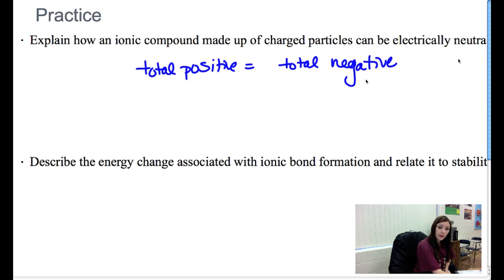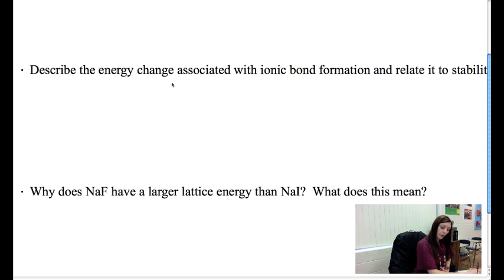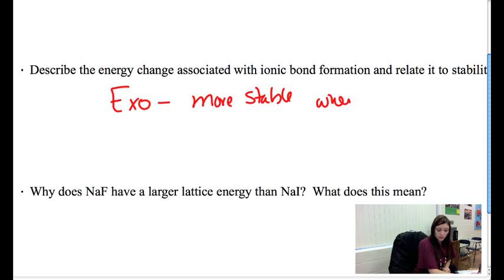Now describe the energy change associated with ionic bond formation and relate it to its stability. Well, what kind of energy reaction do we have here? Are we losing energy or are we gaining energy? Well, we are losing energy. These are exothermic. They are more stable when bonded. The product, the bonded compound, is a lower energy.